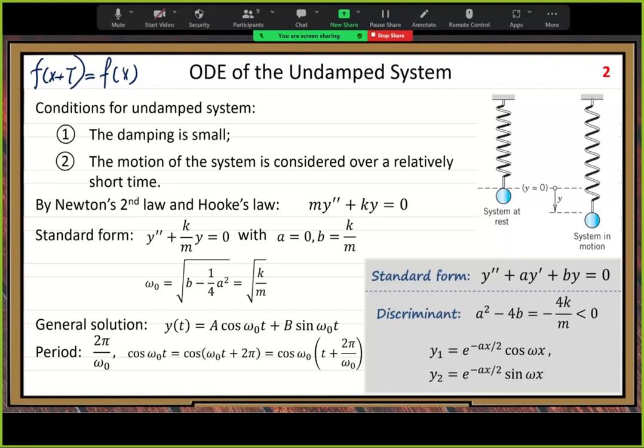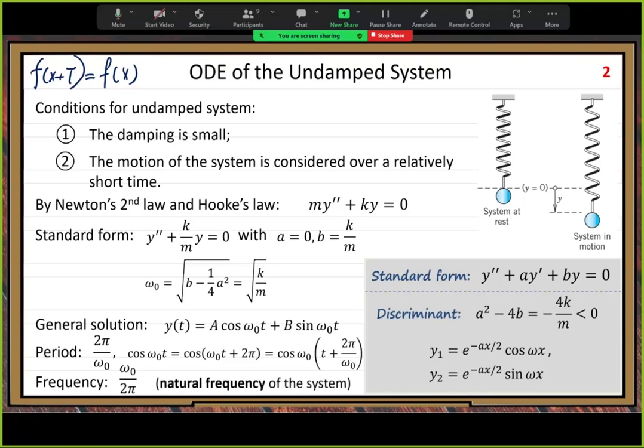Why do I spend time talking about the period? Because in the real world, when you solve an engineering problem, you need to do interpretation. After you get the period, we calculate the frequency. That's just the reciprocal of the period. How do you calculate the frequency? It's 1 over the period, an important concept in engineering problems. So the frequency is omega 0 over 2 pi.